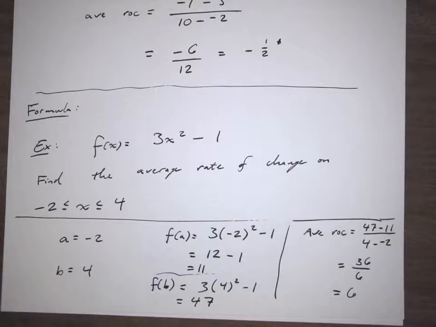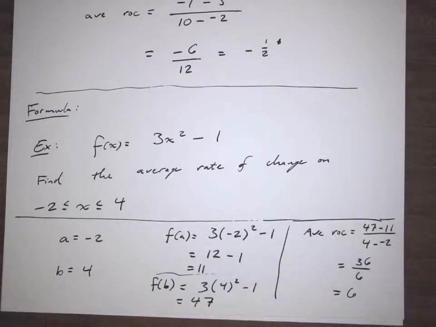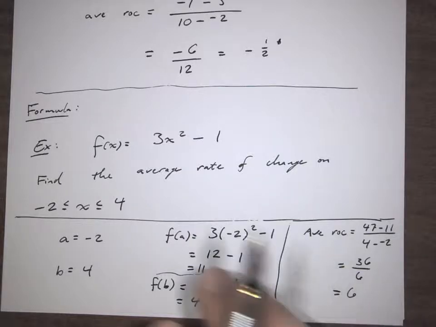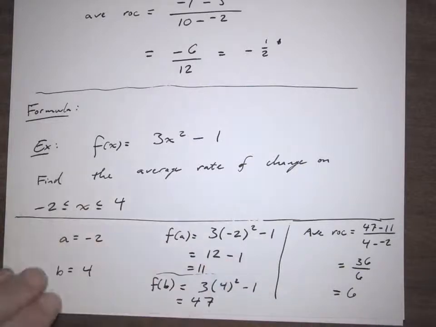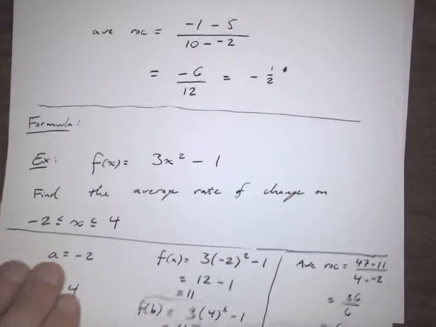So what that's saying is that for this particular function, the average rate of change over the interval negative 2 to 4 is going to be a net total of 6 for y for every 1 for x, because it changed a total amount of 36 in the y direction over an interval of 6 for the x. So that's the deal with an average rate of change.